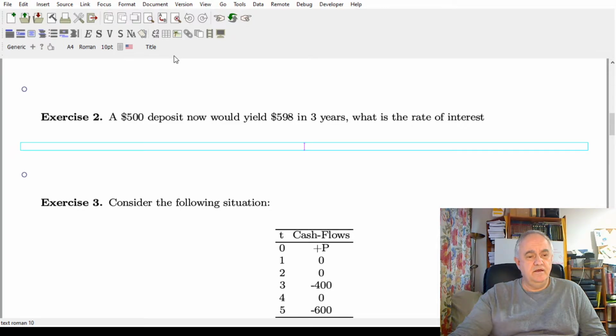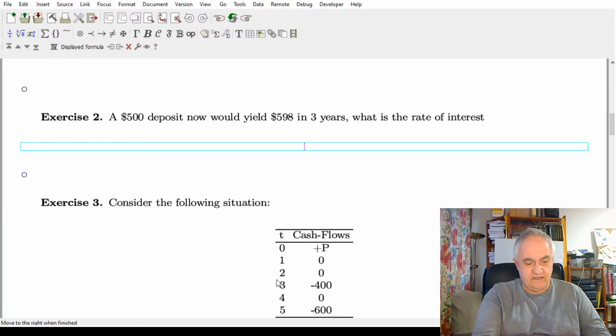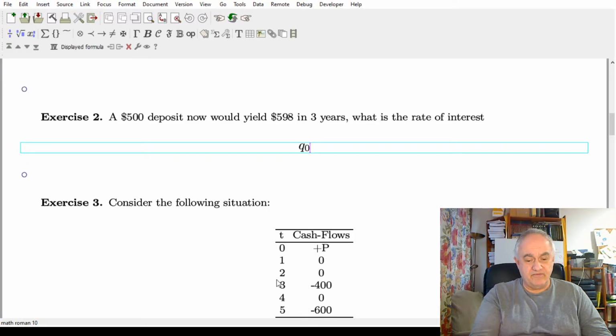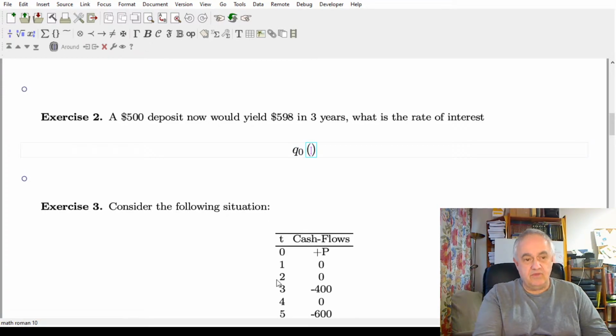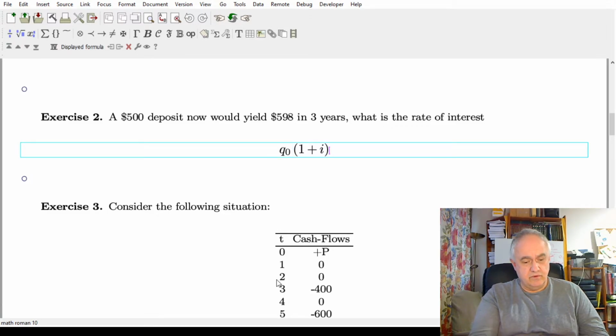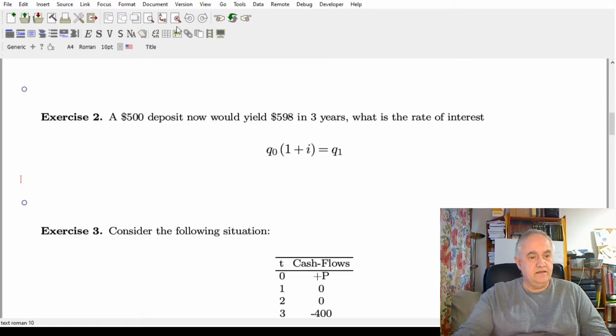Okay, the initial payment, let's call it Q0, will be transformed after a year, because we are dealing with a compounding analysis as a reference. We will always use the annual compounding as a reference. 1 plus R, or 1 plus I, the interest. This will be transformed into Q1. Perfect.